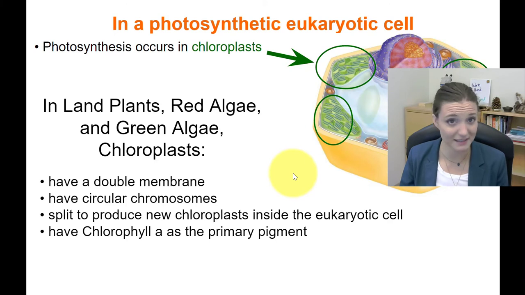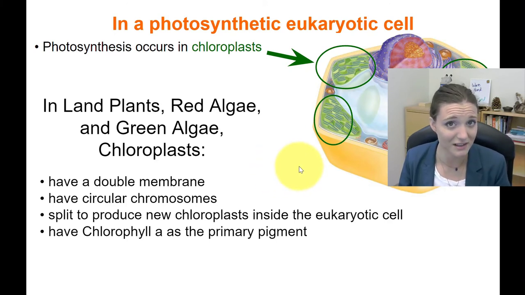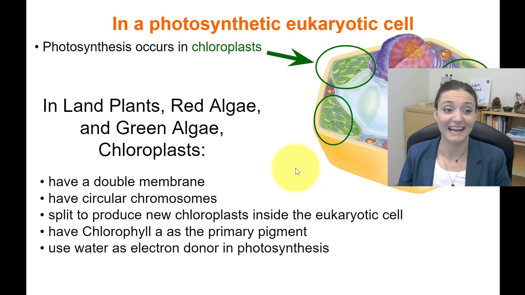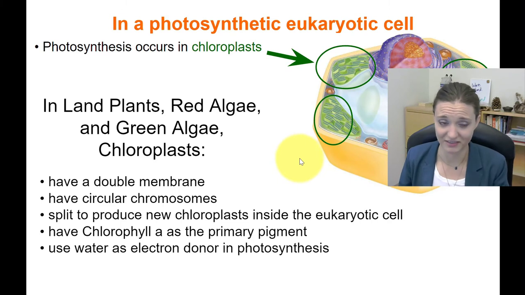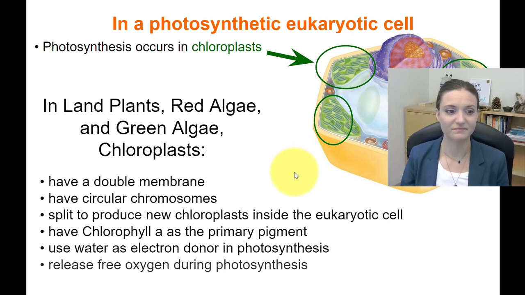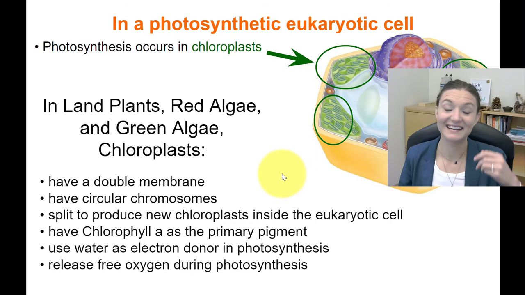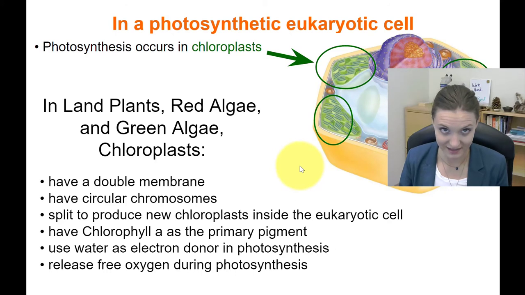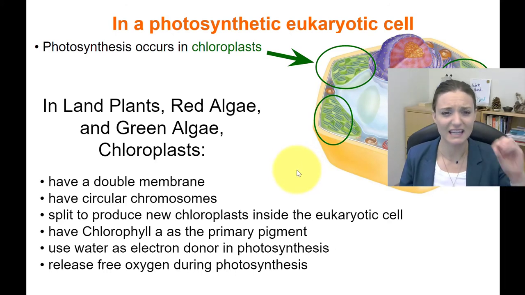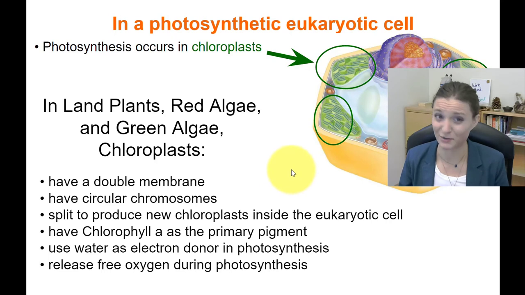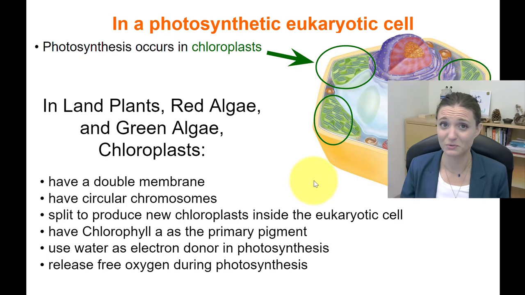Chlorophyll A is the primary pigment molecule to collect sunlight, to absorb that solar energy. And they use water as an electron donor in photosynthesis. So we haven't talked about photosynthesis yet, but basically, in the process of photosynthesis, water is broken apart to steal the electrons off of it. So that's what we mean here. And these chloroplasts release oxygen as a byproduct of photosynthesis. Okay, so it's a very specific biochemical process that's going on inside of chloroplasts. And we see it somewhere else in the world too.